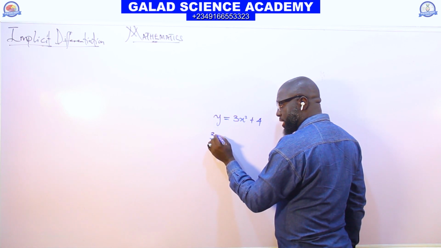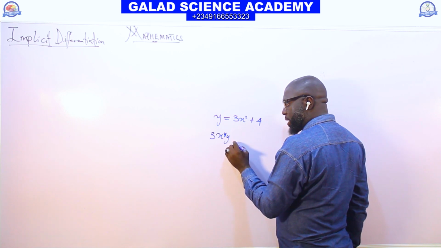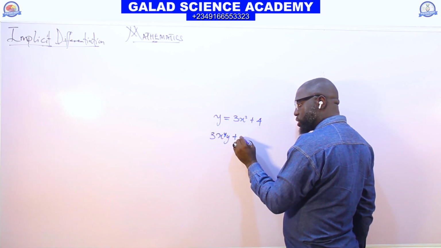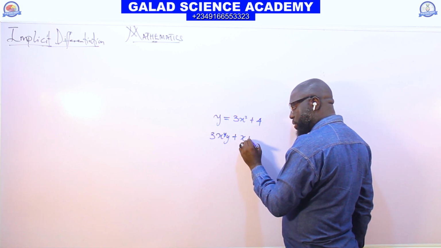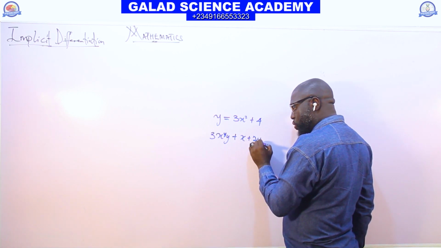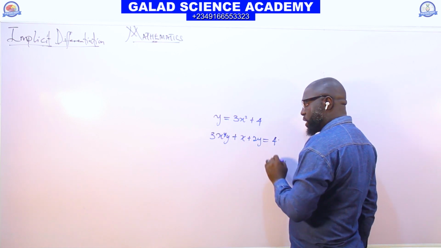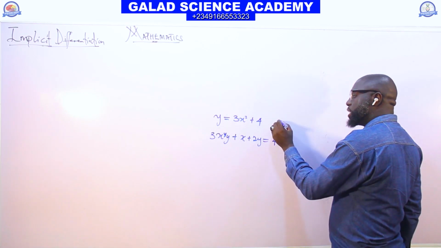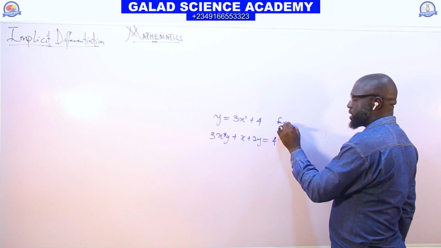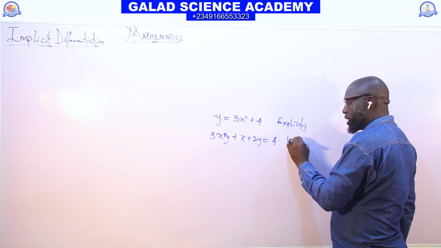But in case we have 3x squared y plus x plus 2y equals 4, this kind of expression, we call it implicit. This one is explicit, and this one we call implicit.